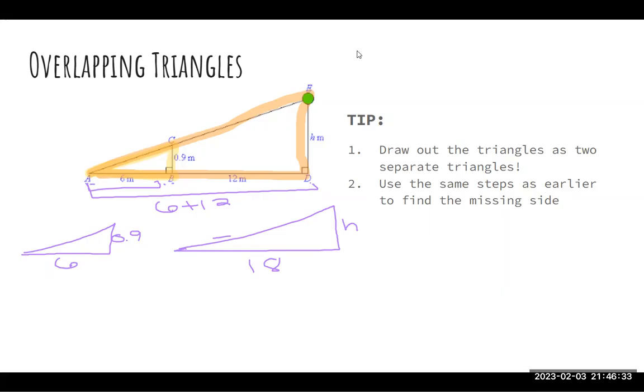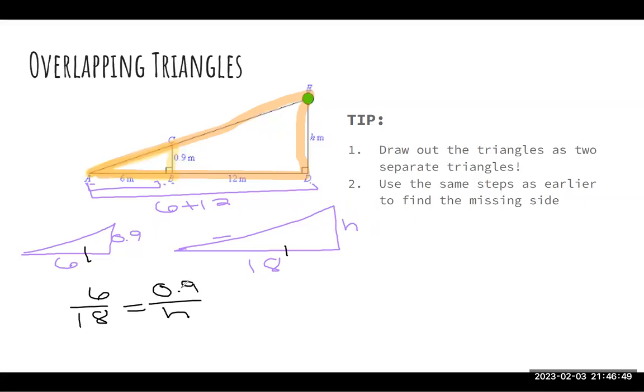Now we're going to go ahead and set up our proportion. So we're going to use our similar sides. We know that this 6 and this 18 is corresponding because they're both on the bottom. So 6 over 18 and then 0.9 over h.